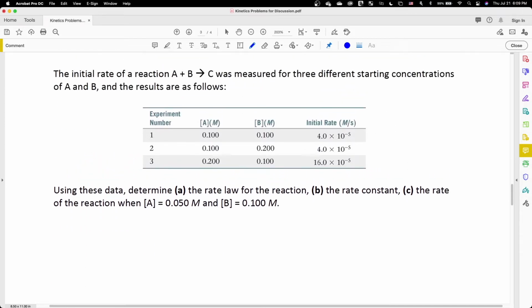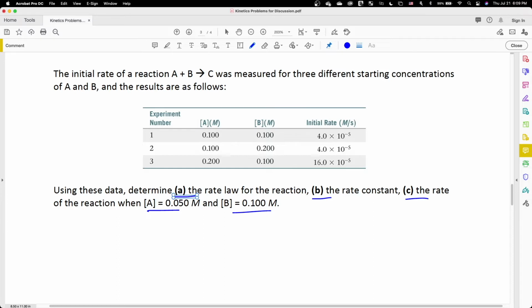Next question. The initial rate of the reaction of A plus B to C was measured for 3 different reactions with different starting concentrations of A and B. The results were as shown, with their initial rates. Using the data, determine A, the rate law for the reaction, B, the rate constant for the reaction, and C, the rate of the reaction with these two concentrations of A and B.